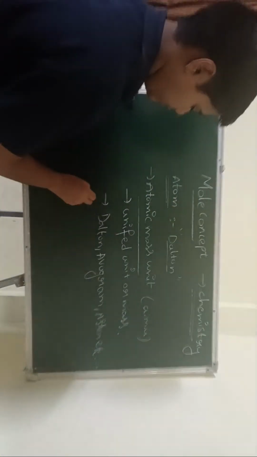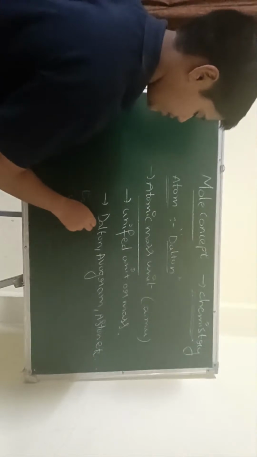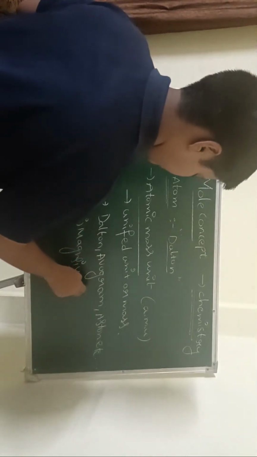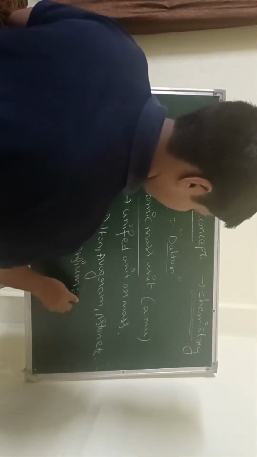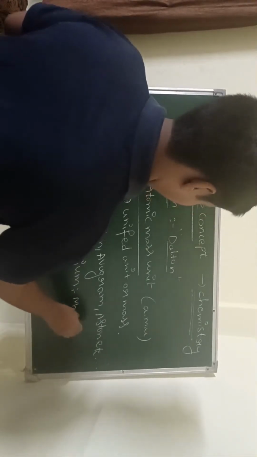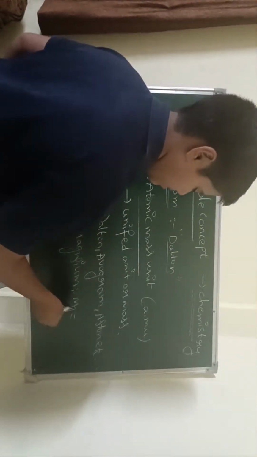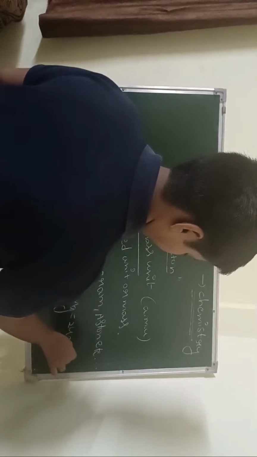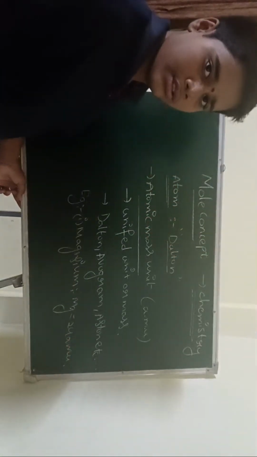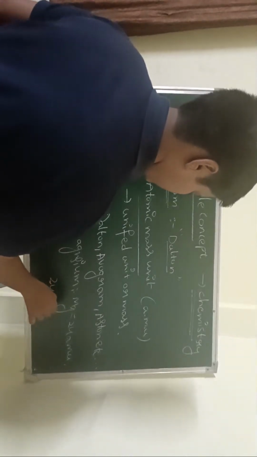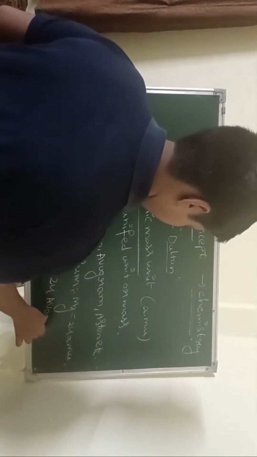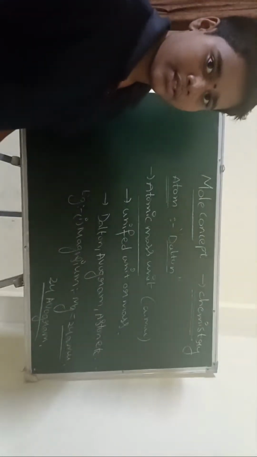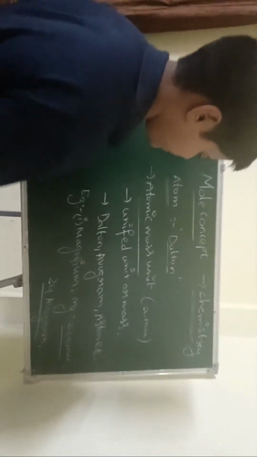For example, I am taking magnesium first. The atomic mass of magnesium is 24 AMU, like this we can write. Or 24 Avogadro. So this is atomic mass unit.